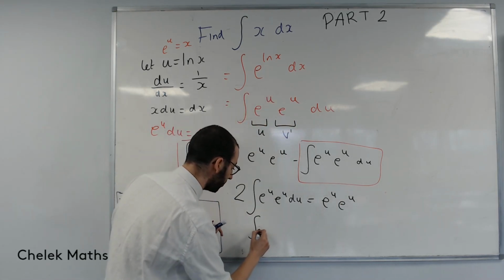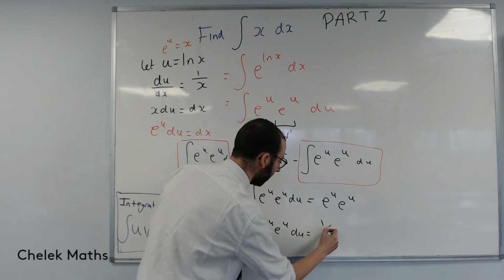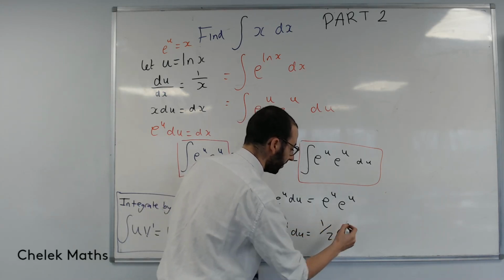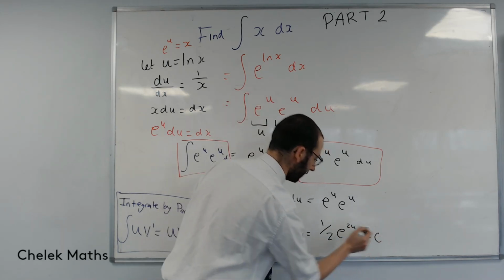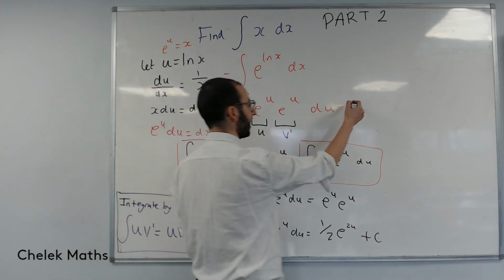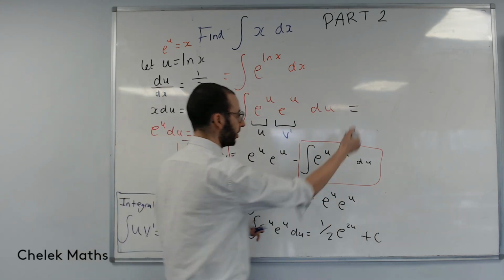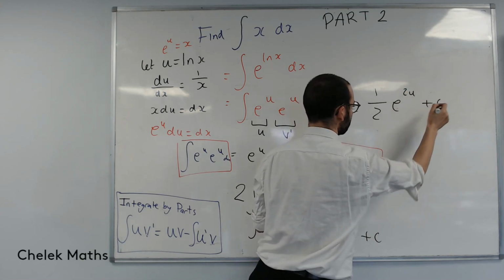So, straight up the integral of this equals a half e, and now we can do it, to the 2u plus c. How nice is that? And that's what we were looking for straight away. So I can actually just write that this is equal to a half e to 2u plus c.